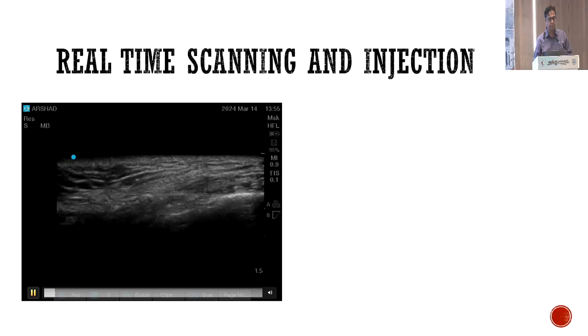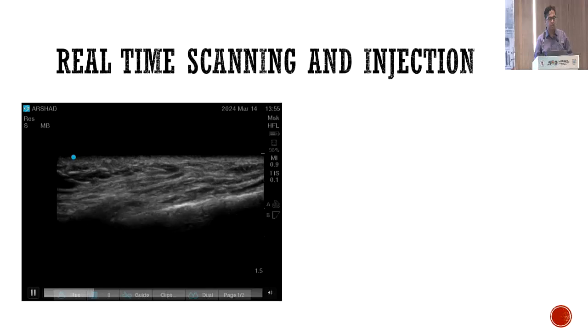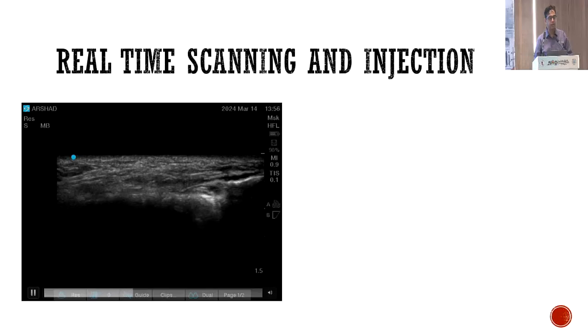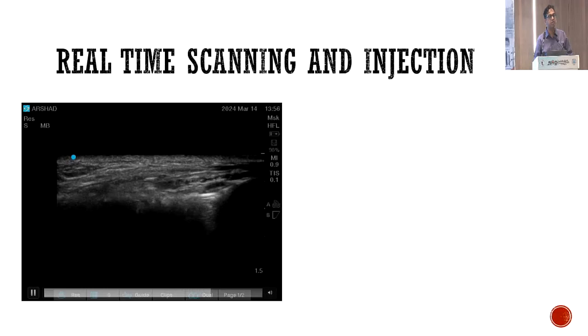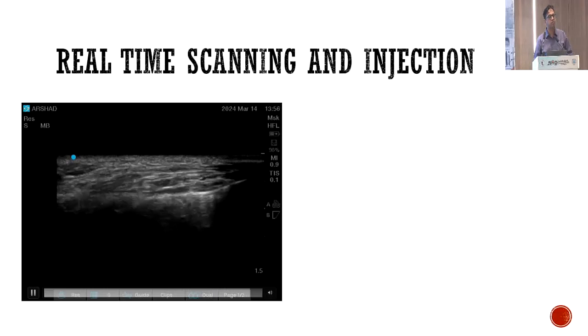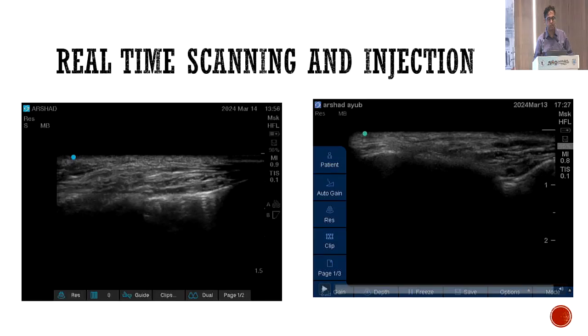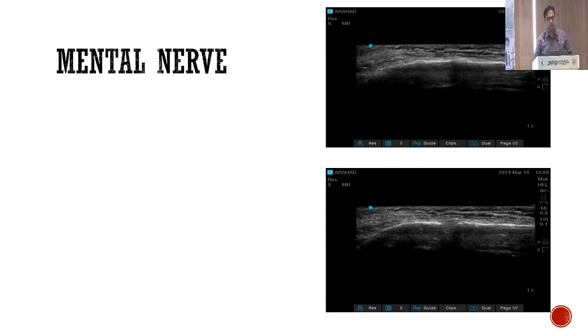So if you can see in the scan, this is a white hyperechoic line, and then there is a breach. And in this, you can appreciate an artery there. This is the infraorbital artery. The nerves are very small and difficult to visualize. This is the injection on it. You can appreciate the indentation on the infraorbital foramen. So this is how we block the infraorbital nerve.